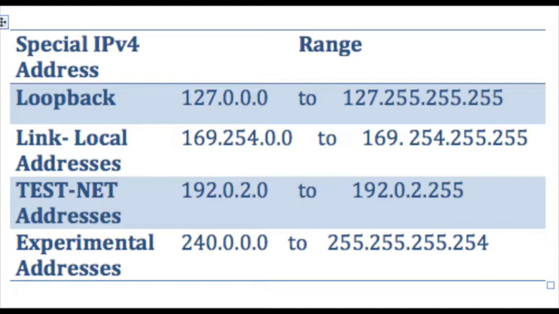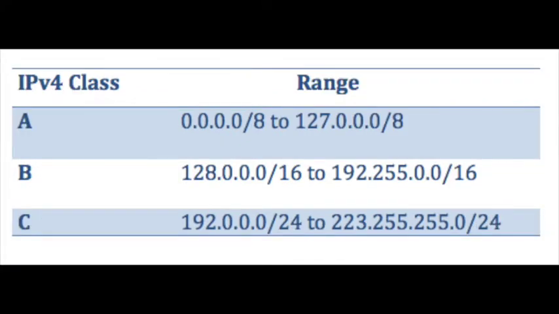And finally, we have the experimental addresses, which is the last special IPv4 address. This is the block 240.0.0.0 to 255.255.255.254, and they are listed as reserved for future use. Currently, these addresses can only be used for research or experimentation purposes, but in the future they might be converted to usable addresses.